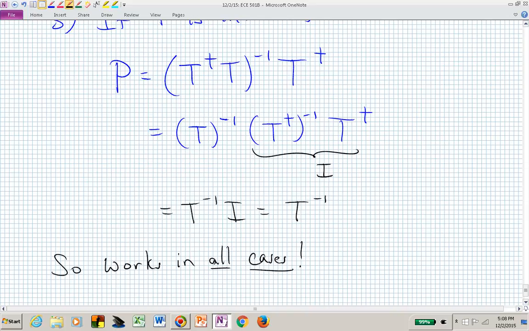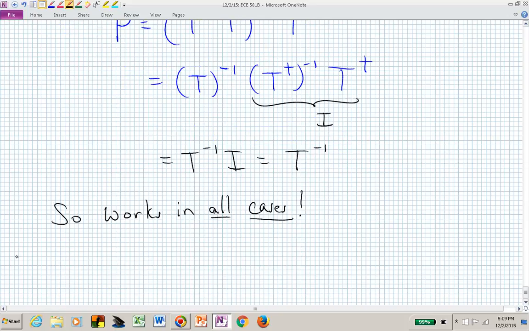Or another way of saying that is, if you don't know what you're dealing with, you can compute the pseudo-inverse, and if in fact T was invertible, it's going to fall out from the definition of this pseudo-inverse. So it works in all cases, that pseudo-inverse.